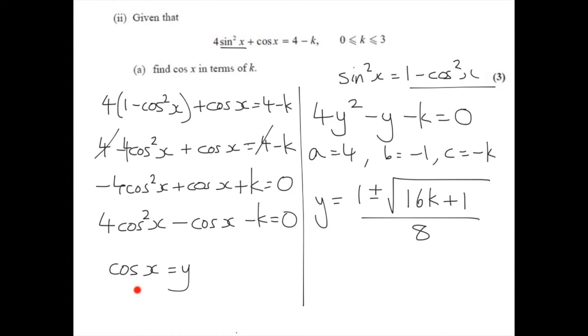Remembering, of course, that cos x equals y, so we can substitute that back in, and our final answer will be cos of x is equal to 1 plus or minus the square root of 16k plus 1 all over 8.